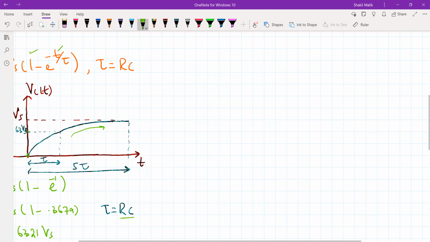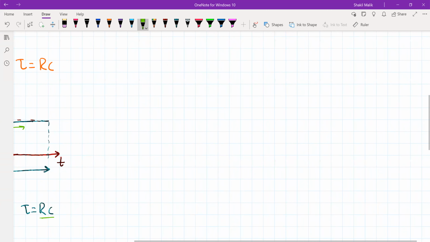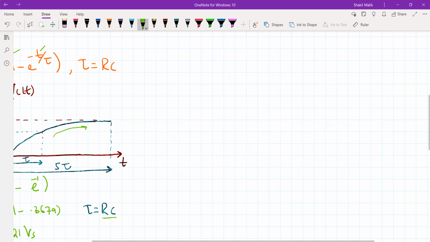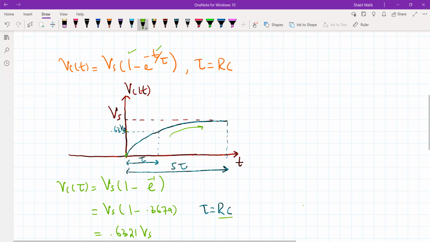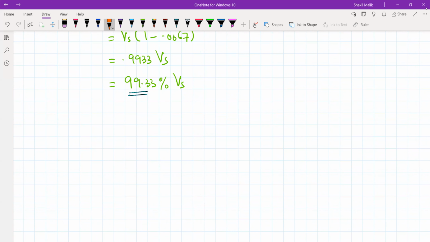All right, let's talk about the inductor circuit now, the inductor RL network. So in the RL network, the current that flows there is Vs divided by R times 1 minus e to the power of minus t by tau.